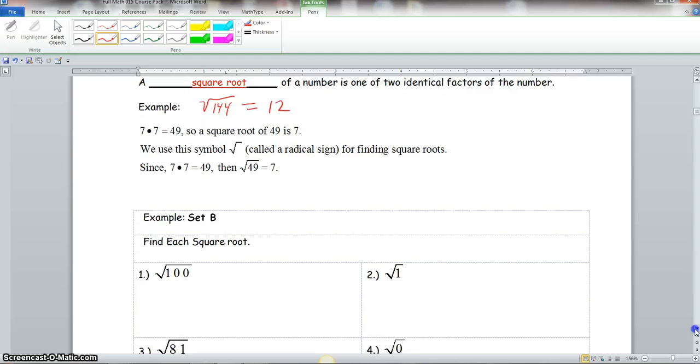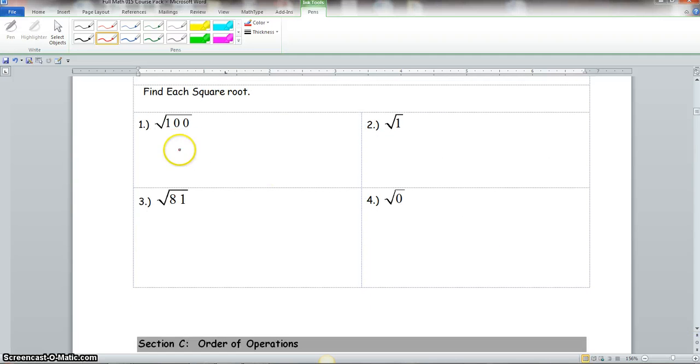So let's scroll down here. We have the square root of 100. What number times itself will give you 100? It's 10. Square root of 1. What number times itself is 1? We know it's 1. Now for 81, what number times itself will give you 81? That's 9. And what number times itself will give you 0? And we know that's 0.